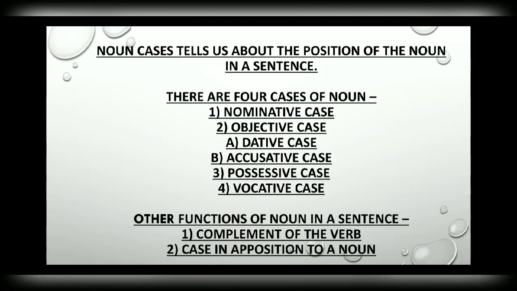I am repeating this again. Noun cases tell us about the position of the noun in a sentence. There are 4 cases of noun: nominative, objective, possessive, vocative. Objective case is divided into 2 main parts: dative case and accusative case. And other functions of a noun in a sentence: complement of a verb and case in apposition to a noun.